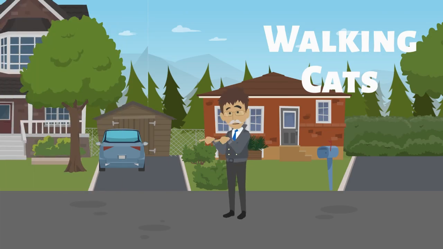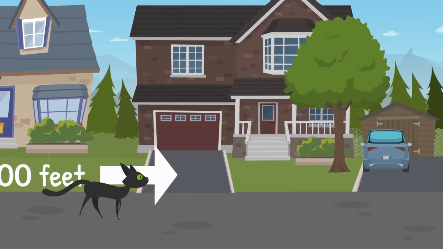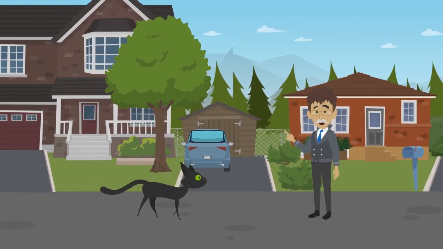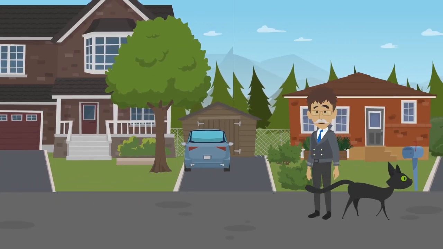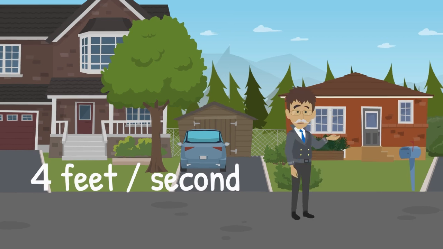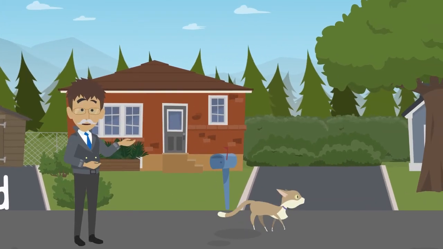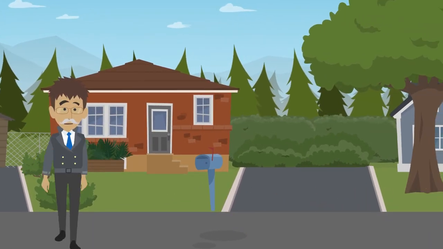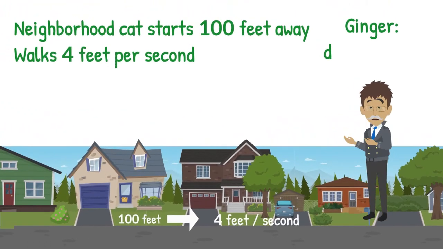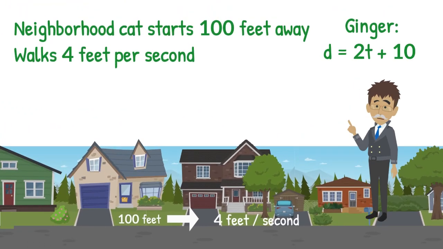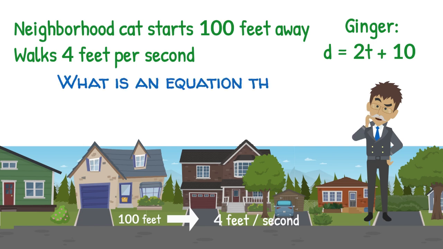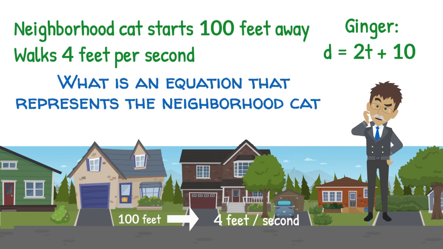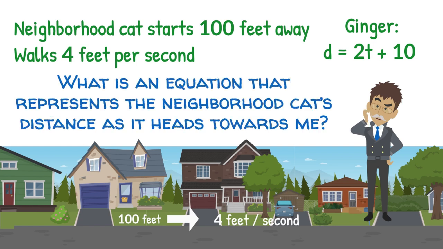One of the neighborhood cats is 100 feet away a few houses down and is walking towards me on the sidewalk at a rate of 4 feet per second. Ginger is near the mailbox walking away from me. Her distance, d, is represented as d equals 2t plus 10, where t is time in minutes. What is an equation that represents the neighborhood cat's distance as it heads towards me?